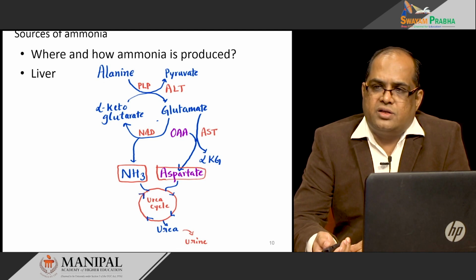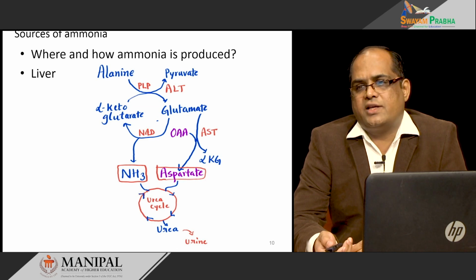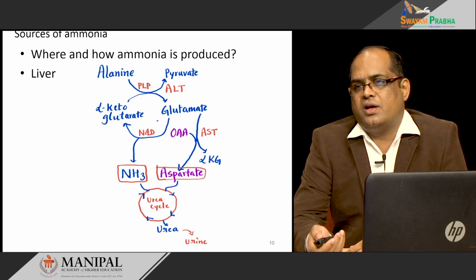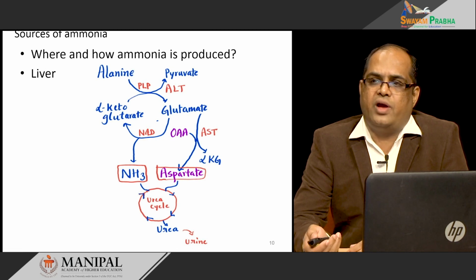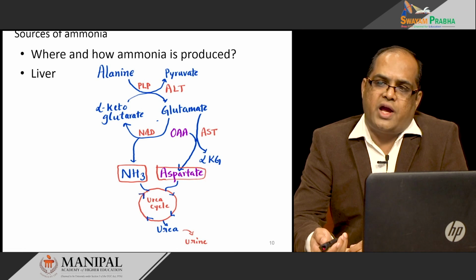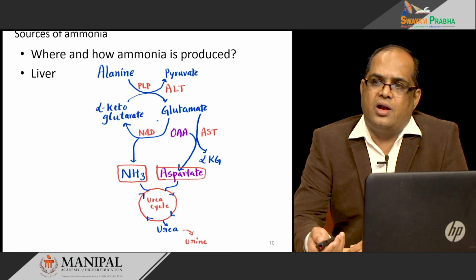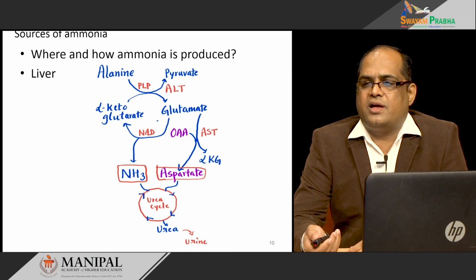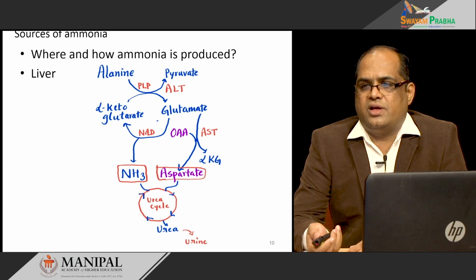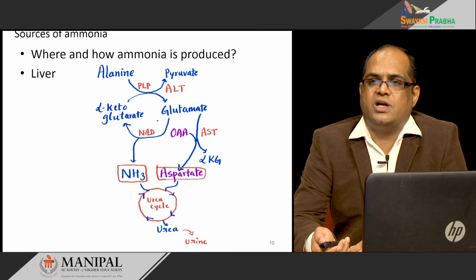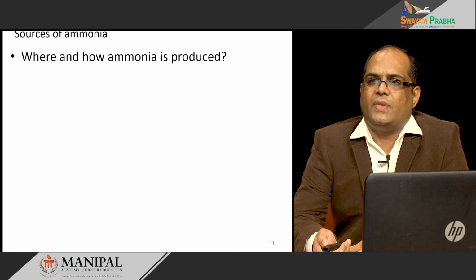So, when you see that urea structure, it has got two amino groups. The chemical structure is NH2-C double bond O-NH2. So, the two nitrogens are donated, one from this free ammonia from glutamate, and another nitrogen is from aspartate, and CO comes from carbon dioxide. So, in the liver, urea is synthesized and excreted into the urine.